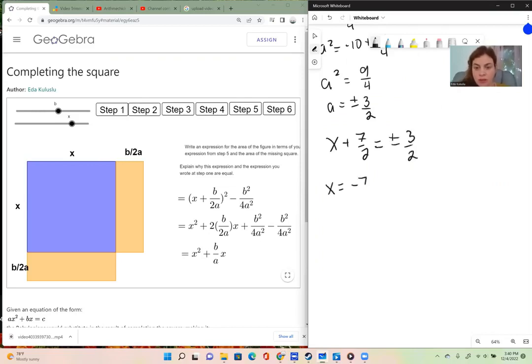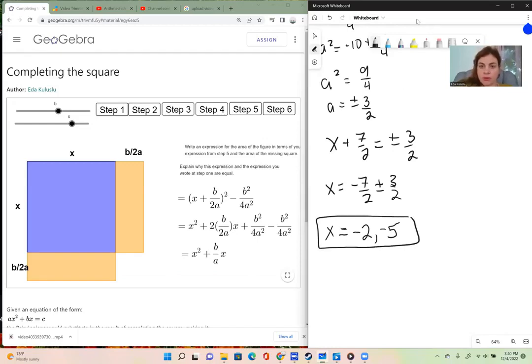X equals negative 7 over 2 plus or minus 3 over 2. So x would be negative 4 over 2, which is negative 2. And negative 10 over 2, which is negative 5. So those would be our two solutions.